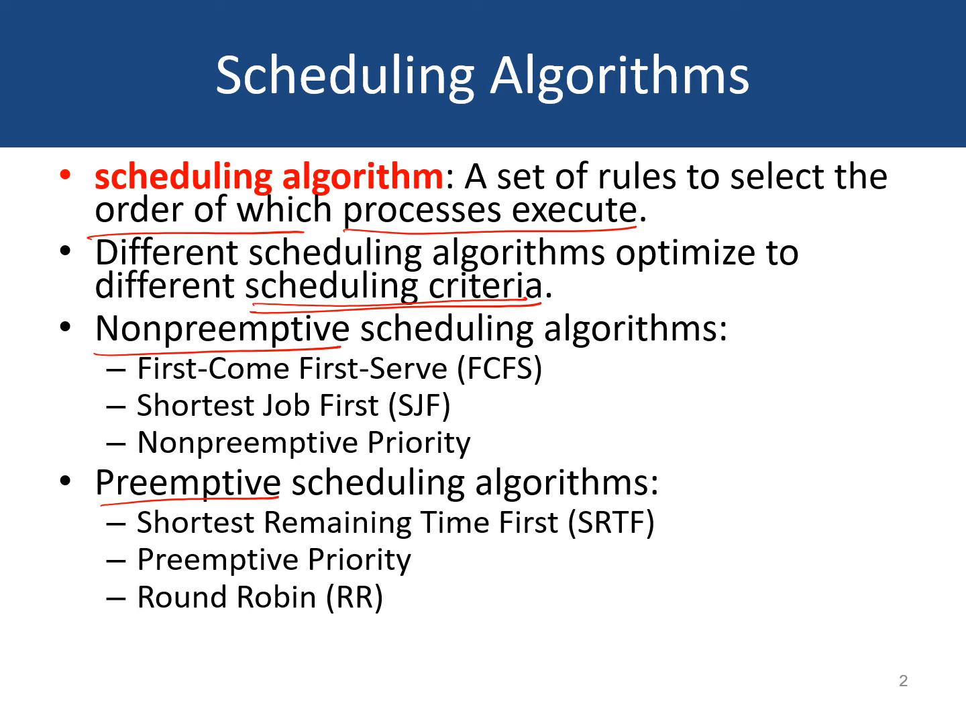Under the non-preemptive scheduling, we'll talk about first come first served, shortest job first, and non-preemptive priority scheduling. For the preemptive category, we'll talk about shortest remaining time first, SRTF for short, preemptive priority, and round robin scheduling algorithms.